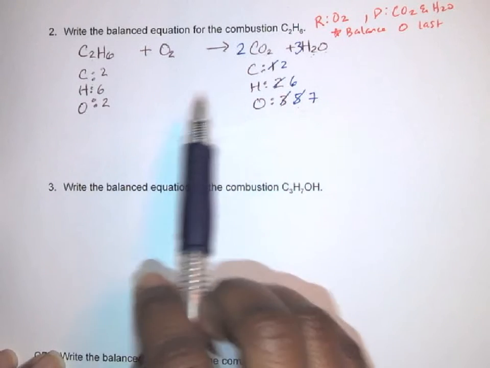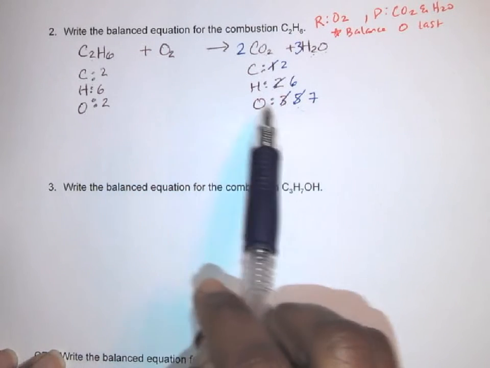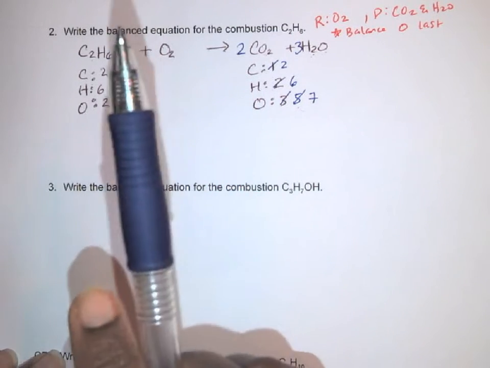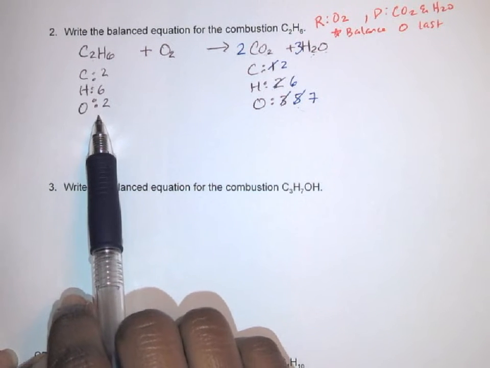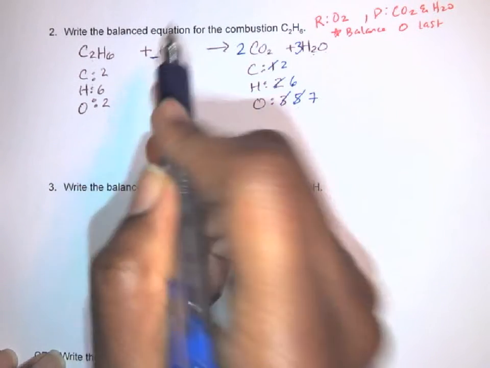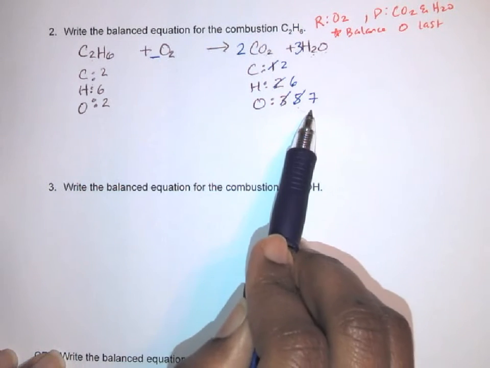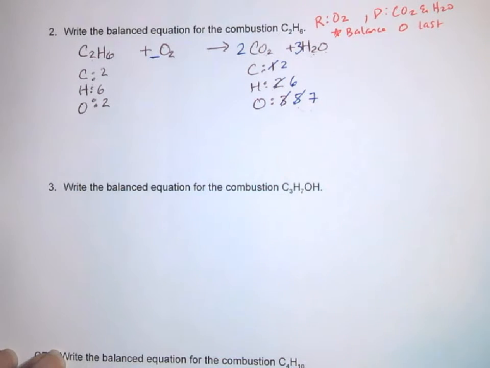Now everything is looking good except for my oxygens, which is great because I want to balance that last. So how can I get the oxygens to balance? I have 7 on the product side and only 2 on the reactant side. If you look at example 1, what we did was figure out what number I can multiply the 2 by to get that 7. Is there a number you can multiply 2 by to get 7? Well, there is a number, but it's not a whole number. And remember, our coefficients must be whole numbers.